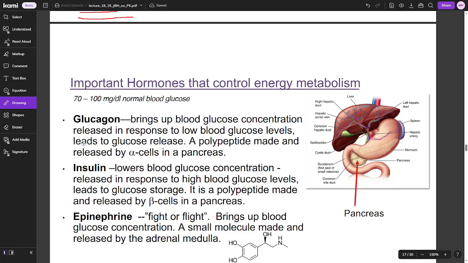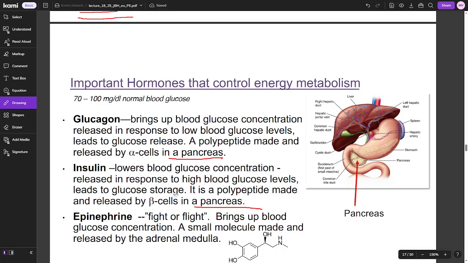Insulin is released after you've eaten a meal, when you have a bunch of sugar in your system. Insulin is released to store sugar in both your muscle and your liver, because your muscles can store glycogen as well. It's released as a signal to store sugar. And these are released by the pancreas. So your liver is a separate thing from the pancreas.